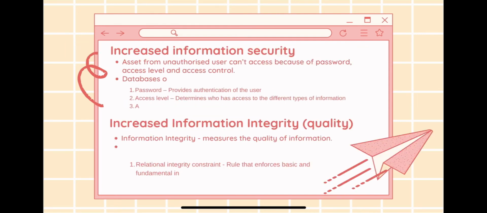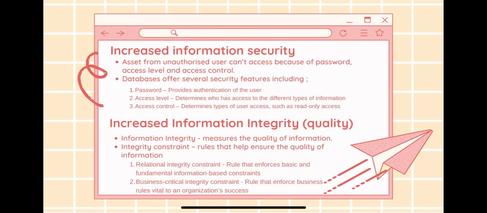The fourth one is increased information security. Assets from unauthorized users can be protected because of passwords, access levels, and access control. Databases offer several security features. The first one is password, which provides authentication of the users. The second one is access level, which determines who has access to the different types of information. And the last one is access control, which determines types of users such as read-only access.